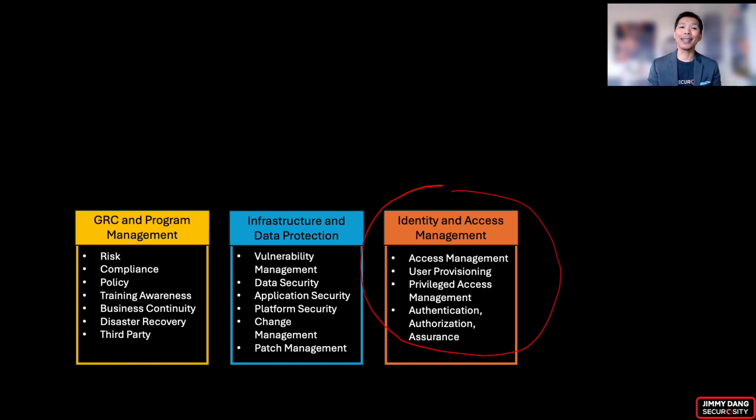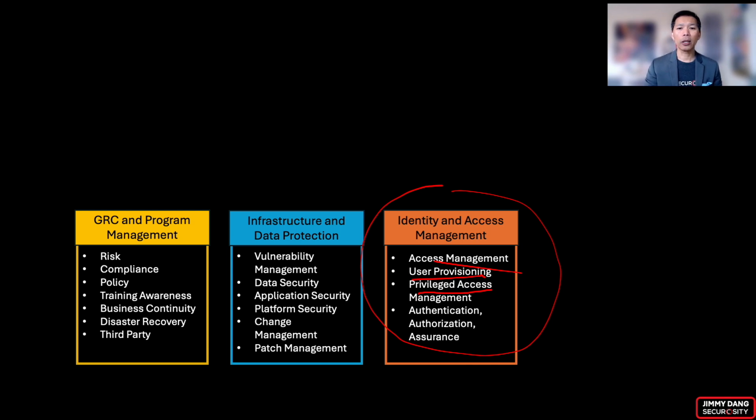Next up, we have identity and access management that ensures the right individuals have the appropriate access to resources at the right time. The key components include access management, which controls access permissions based on user roles and responsibilities, enforcing the principle of least privilege to reduce the risk of unauthorized access. Next up is user provisioning, streamlining the process of granting and managing user access to IT resources, ensuring efficiency and security throughout the user lifecycle.